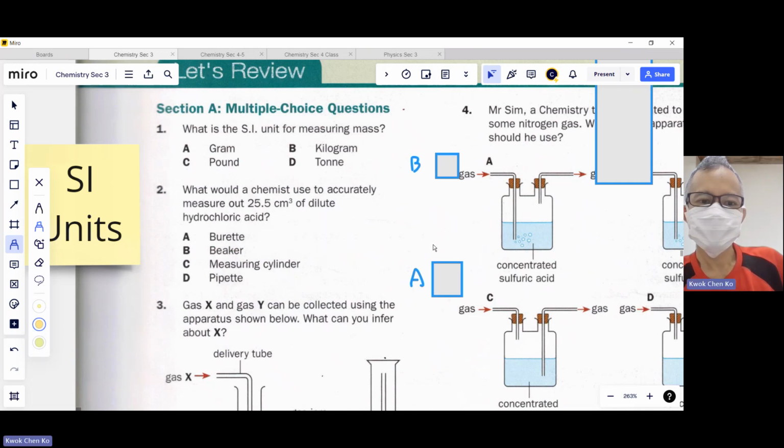So water level increase becomes water. One other thing, make sure you notice this word accurately. That means you cannot use beaker. You cannot use conical flask. Okay, let's go on.